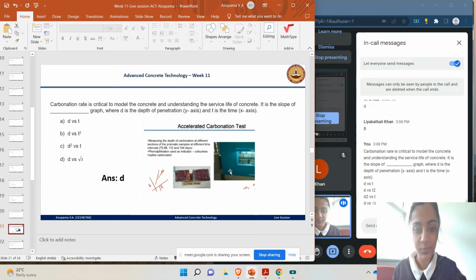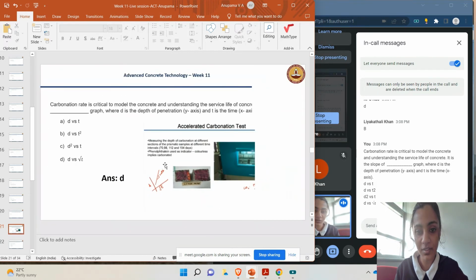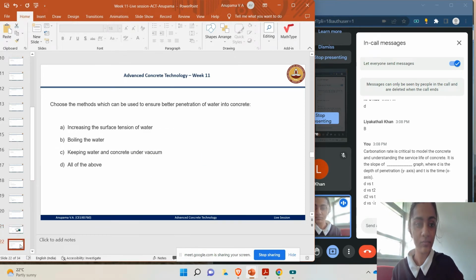The correct answer is D. This is just a screenshot because this was not a graph which was already present in the slide. Professor drew the graph, so I just kept the screenshot for your reference. In the slide on the accelerated carbonation test, he drew that the d versus root t graph gave a linear relationship whose slope gives the carbonation rate. So if you have any doubt, please go back and check this particular slide. So d versus root t graph gives a slope which is equal to the carbonation rate in concrete specimens. Okay, so moving on to the next one.